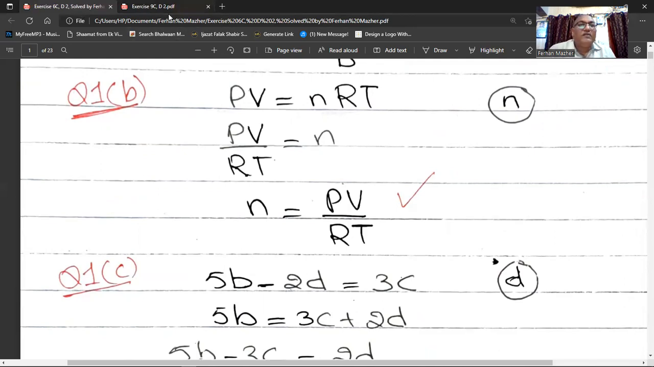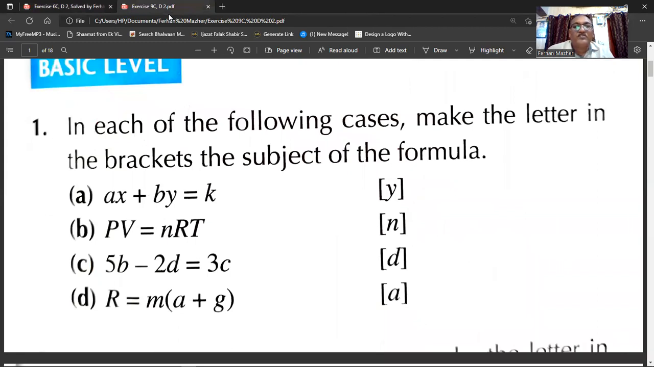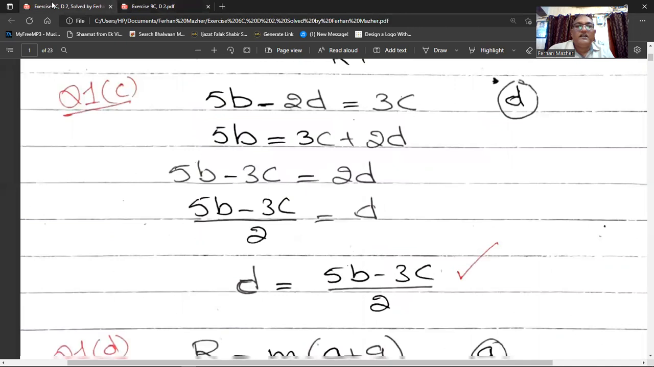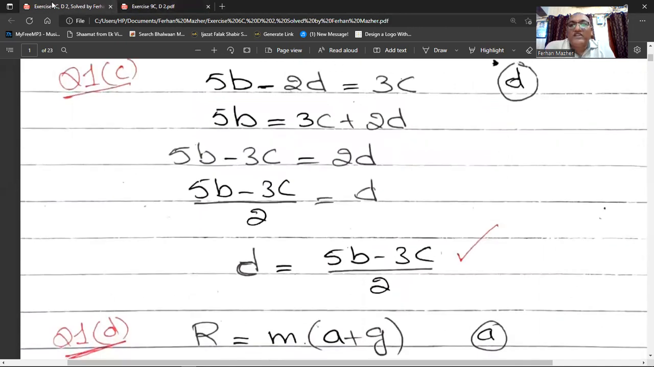Okay, now we will go to the next question. The next question is 5b minus 2d equals 3c, and we want to make d the subject of the formula. So we want to bring the d on one side. Question 1c part, 5b minus 2d equals 3c. Take this minus 2d to the right side. Here it was subtracting, when it goes to the other side, it will add. So you will have 5b equals 3c plus 2d. So we will have 5b minus 3c equals 2d.